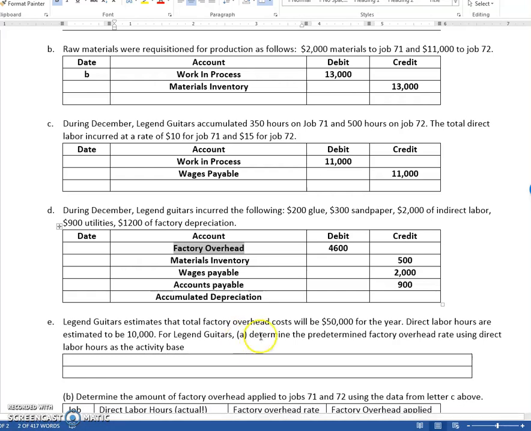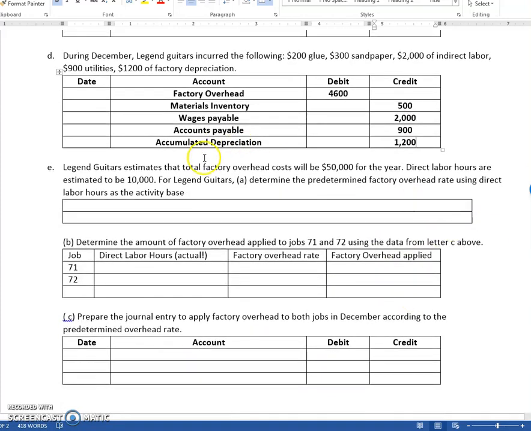All right, and I need to put in my accumulated depreciation right here of $1,200. All right, letter E says, Legend Guitars estimates the total factory overhead cost will be $50,000 for the year. Direct labor hours are estimated to be 10,000. For Legend Guitars, determine the predetermined factory overhead rate using direct labor hours as the activity base.